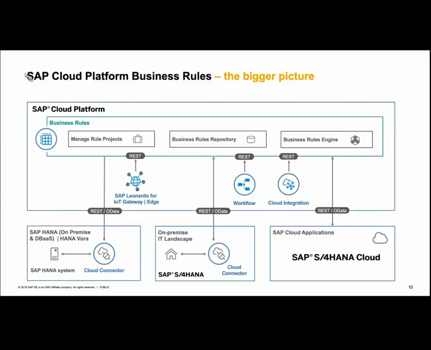The second one is the Business Rules repository, and here is where all the design time artifacts get persisted. Then there is the Business Rules engine, which is mainly responsible for executing and invoking the service in the cloud.